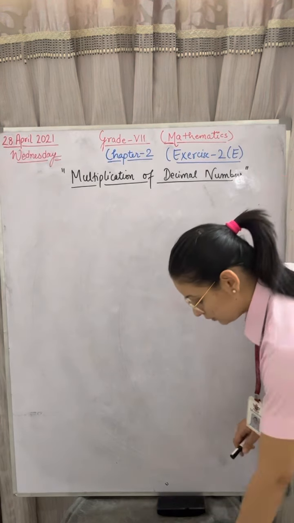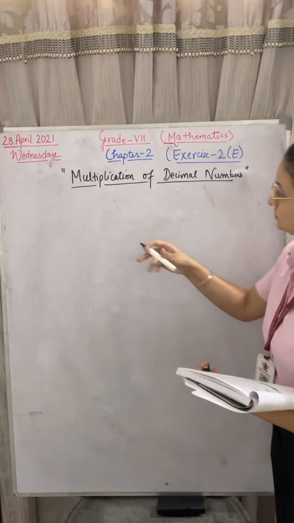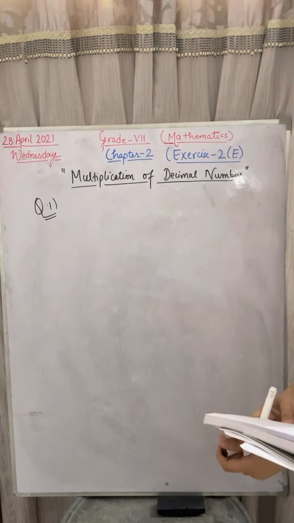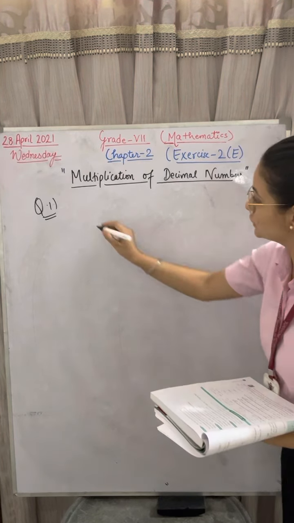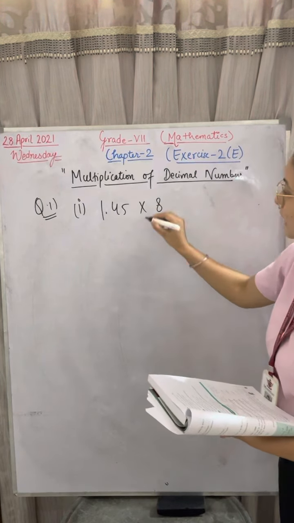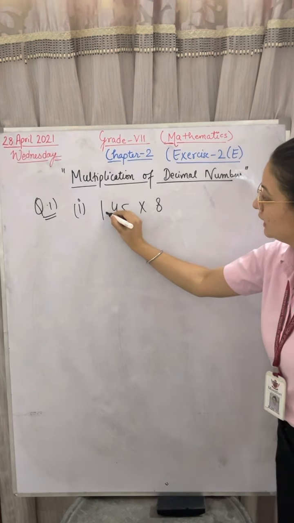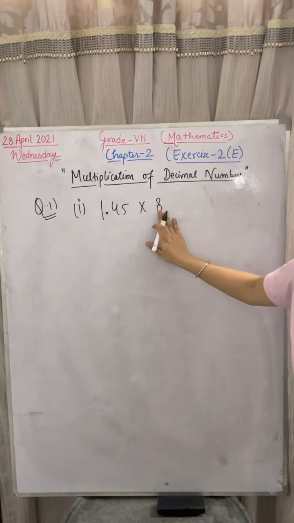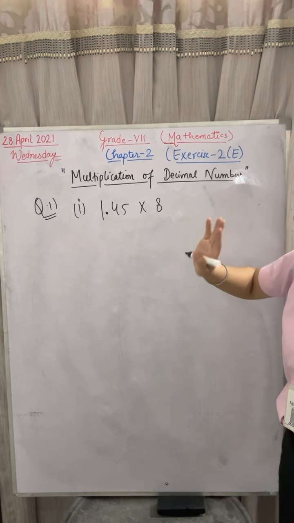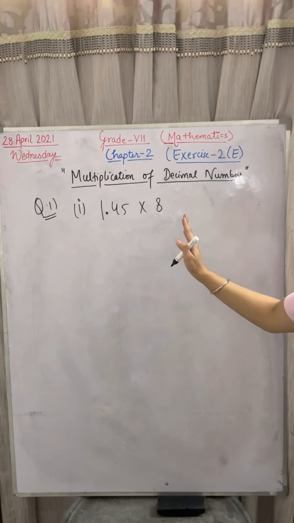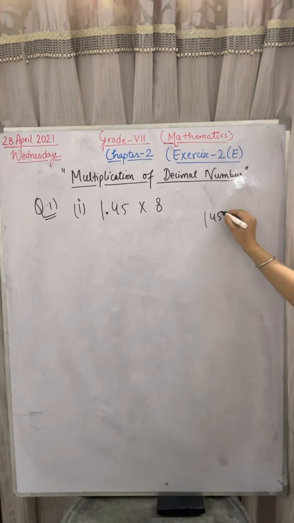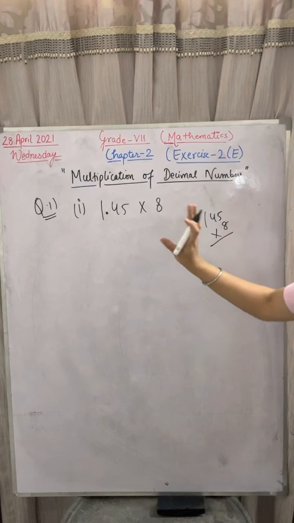Okay. Now, first question is, they are saying find the product of the following equations. Suppose first part is given, 1.45 multiplied with 8. In this first part, the first term is having decimal, the second term is not having decimal. But first of all, you have to forget the decimal. You have to do multiplication the way you are doing multiplication in the numbers. So you have to multiply 145 with 8. Forget the decimal right now.